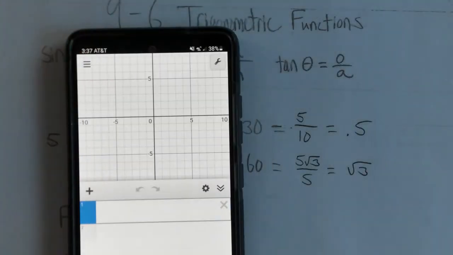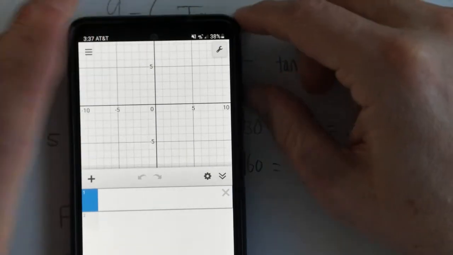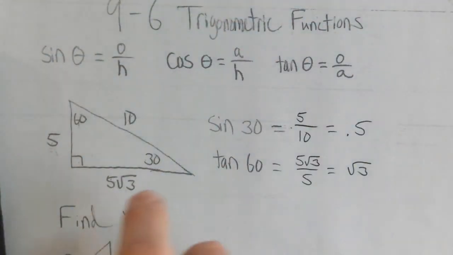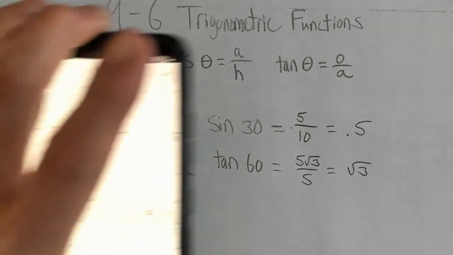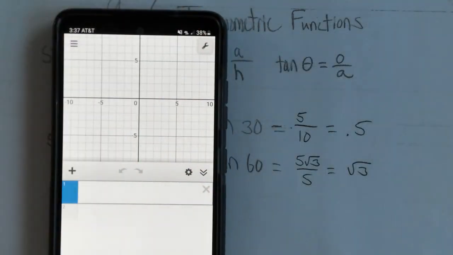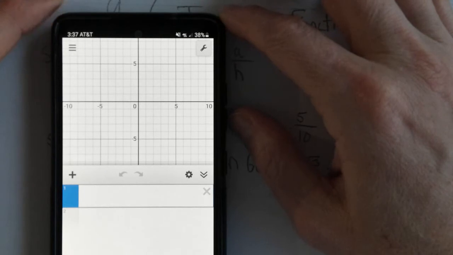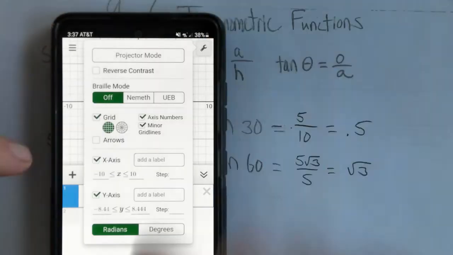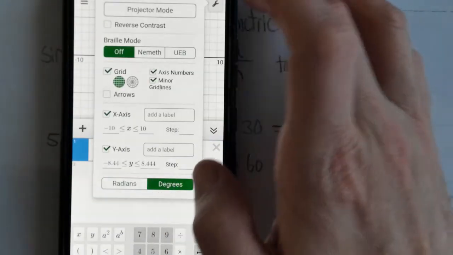All right. So now, when you go into this, the first thing that you want to do before you start plugging in the trig function is, in geometry, we're only going to be looking at the angles in degrees. Now, when you get to pre-calculus, you'll be looking at trigonometry in different types of angle measures. But for geometry, we just look at degrees. So you want to make sure the Desmos calculator is set to degrees by clicking on this little wrench. And down here at the bottom, you'll see radians and degrees. We want to make sure that that's set to degrees.